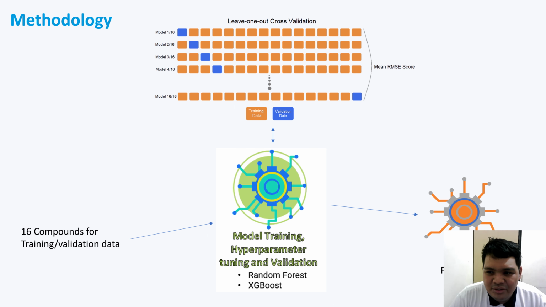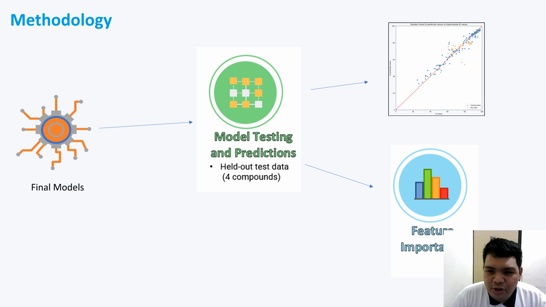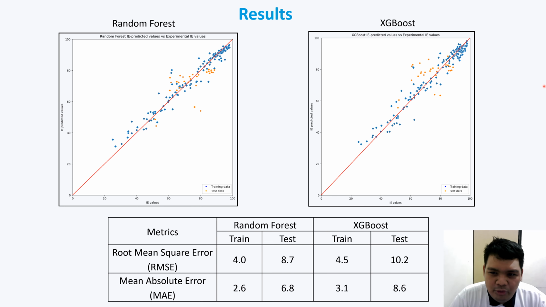The hyperparameters of the model are also tuned during this process through multiple iterations. The model with the lowest mean RMSE scores is then used as the final model for testing. 4 compounds unknown to the model are then tested, and here are the results. For both models, the predictions from the test data, shown in orange dots, are close to the actual experimental values based on the regression metrics.